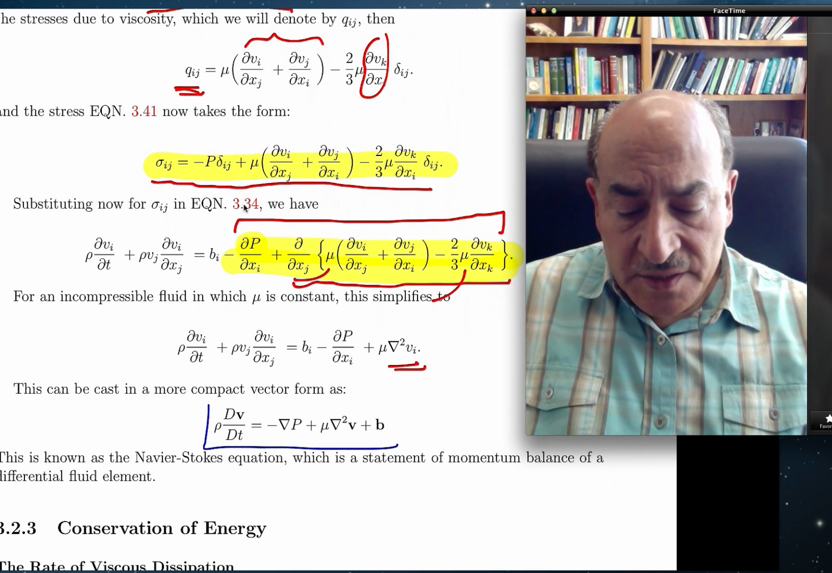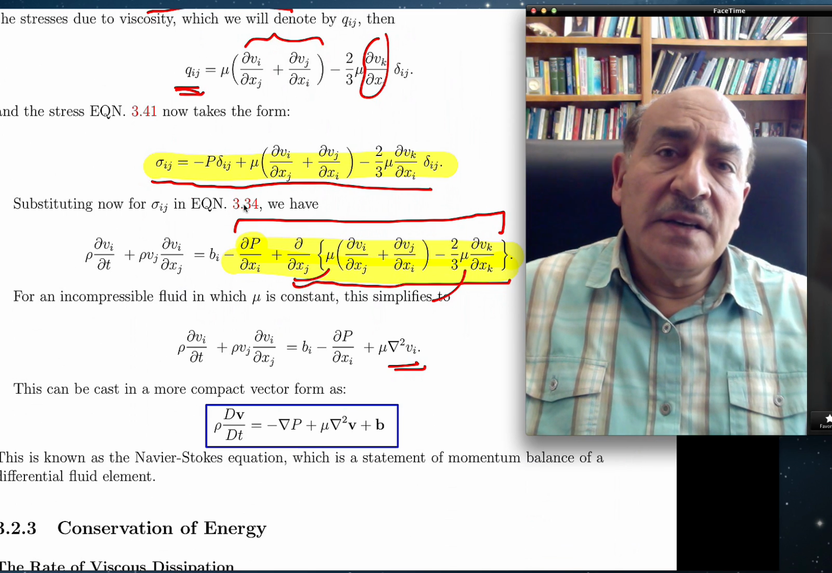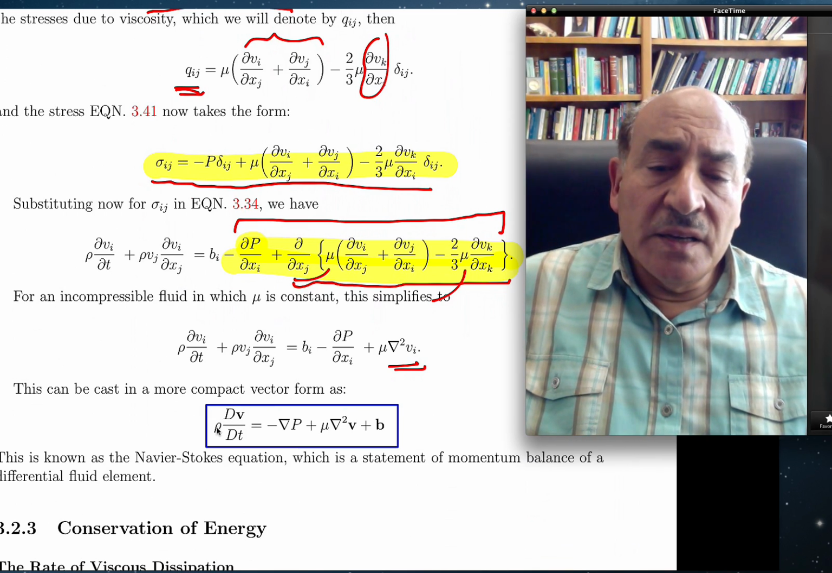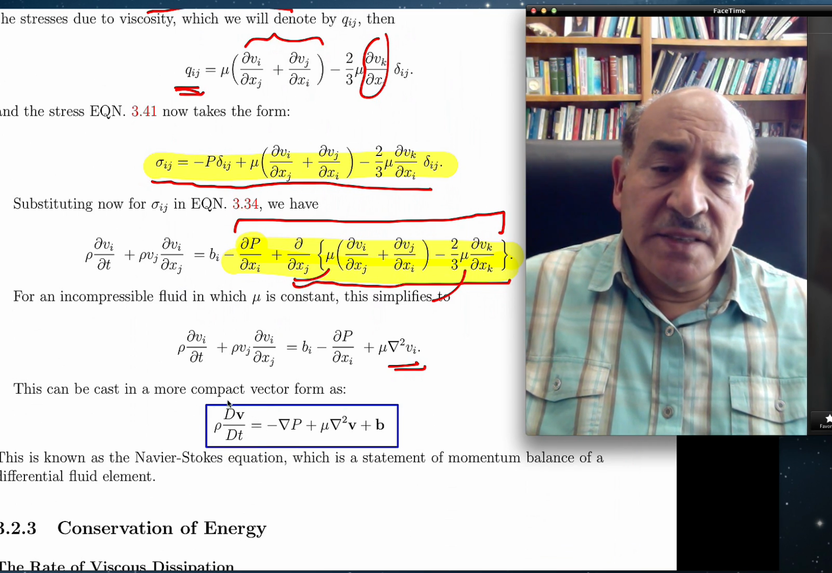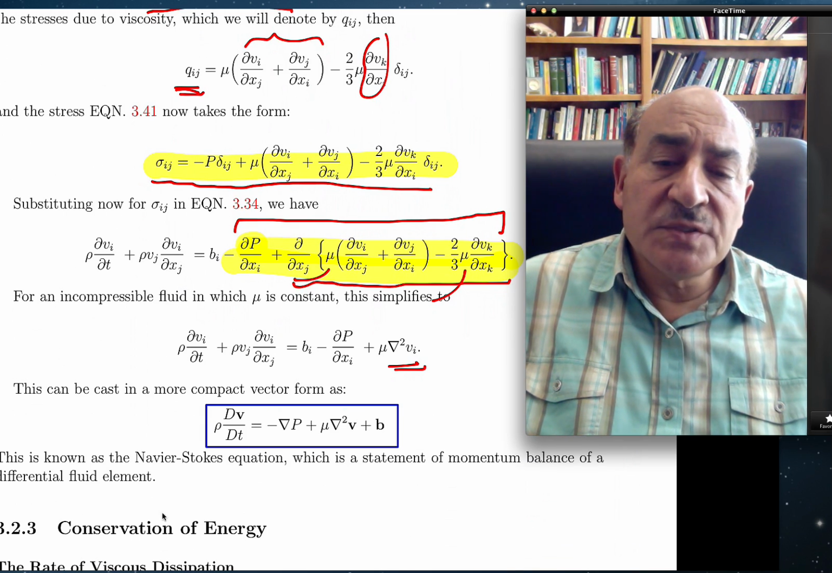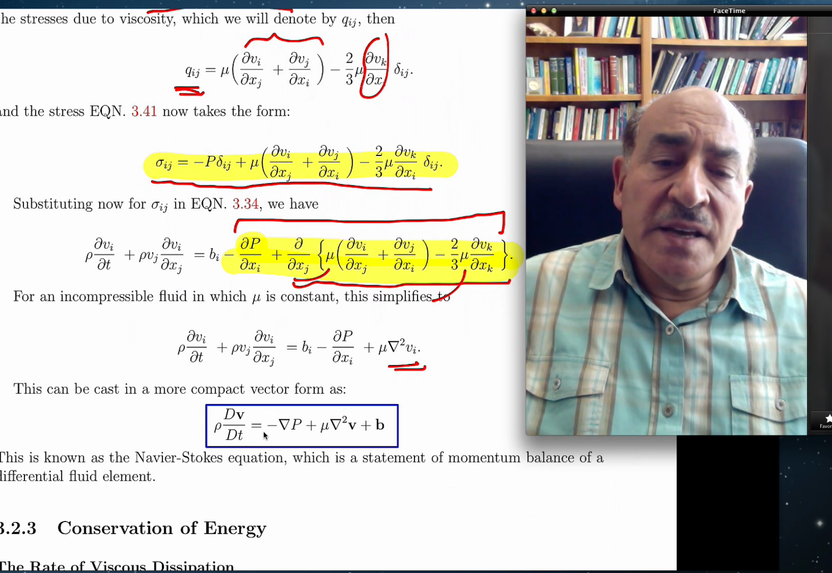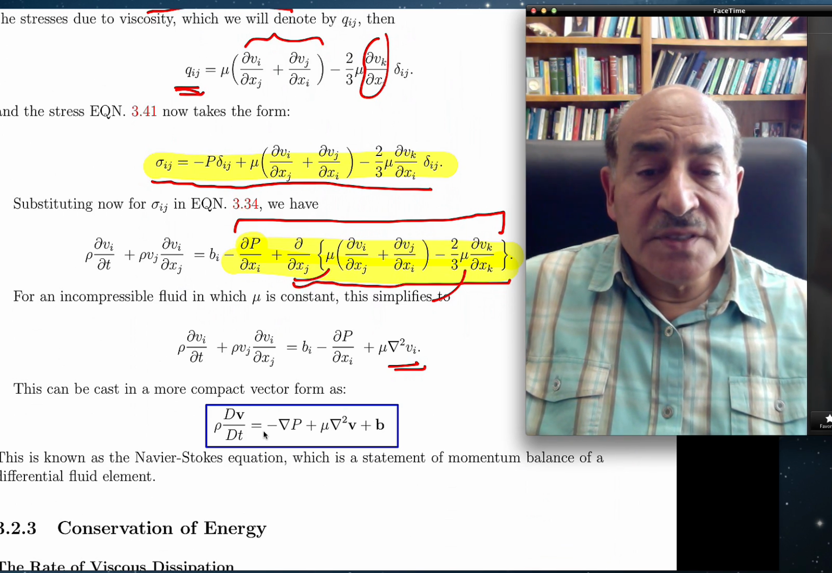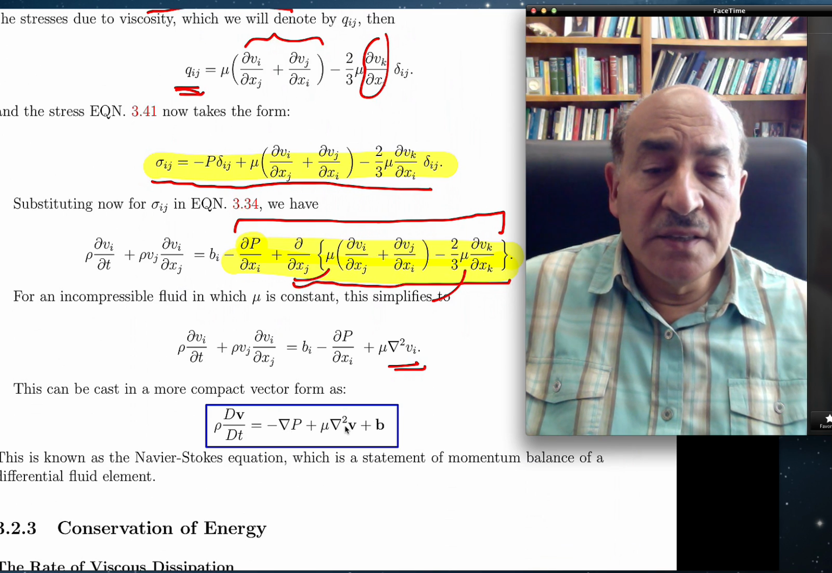let me highlight it here. And this form is telling us that the density times the material derivative of the velocity, so this is the form of the momentum transport, is equal to the local forces. And the local forces are three. One is a body force, one is a pressure force, negative the gradient of the pressure.